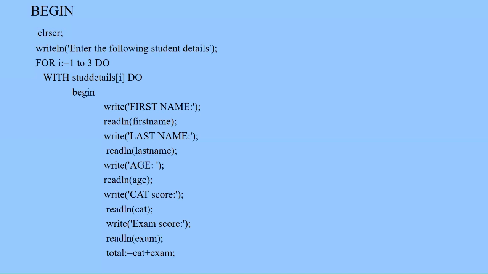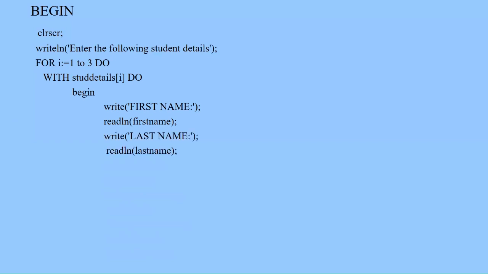Then we compute: we pick what is in the memory location for exam, that is student details 1.exam, plus student details 1.cut. We add the two and we store the result in a member of the record called total. And then we finalize with that student, and then we increment the counter by 1. So I becomes 2. 2 is less than 3. So we repeat again.